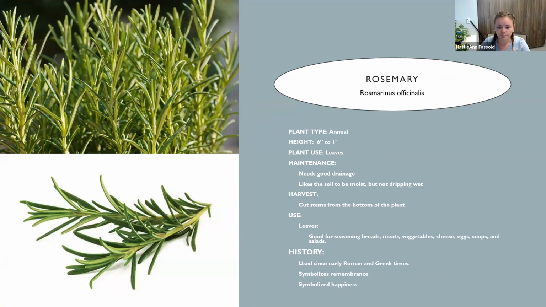So next is rosemary. This one's an annual. Really good drainage is needed for this one. They're kind of similar to lavenders. They just don't stay alive like lavenders do here. As far as harvest goes, cut the stems from the bottom of the plant, and then you use the stems. You can take the leaves off and use them. Rosemary is really good for seasoning breads, meats, vegetables, cheeses, eggs, soups, salads.